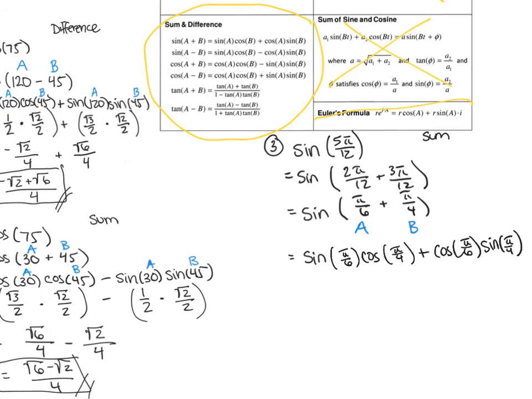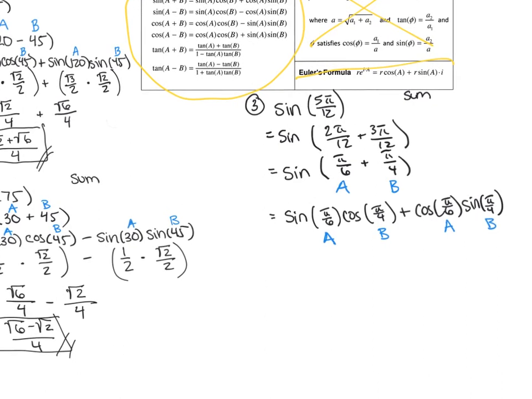Or as you can think of it, sine of A times cosine of B plus cosine of A times sine of B. So we're just taking our angles and replacing them that way. You don't have to draw in the A and B if you don't want to. It may help. You can color code, do what you need to do. But again, now that we've used our identity, knowing our unit circle is going to be very, very helpful.